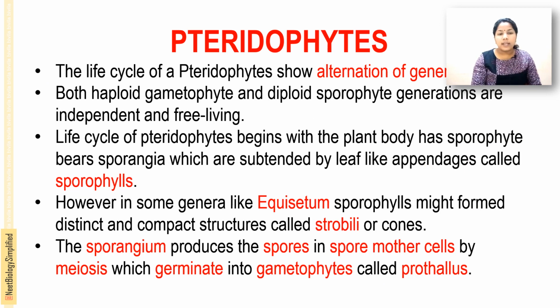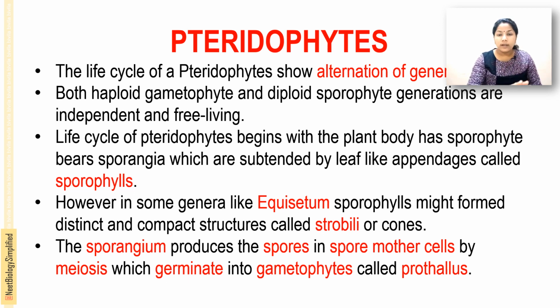Next is the life cycle of the pteridophytes. In the life cycle of pteridophytes, they show alternation of generation. Alternation of generation means a haploid gametophytic phase is followed by a diploid sporophytic generation.